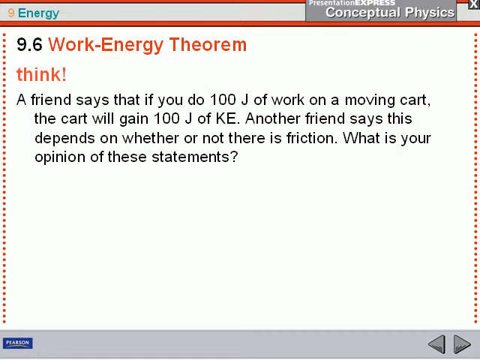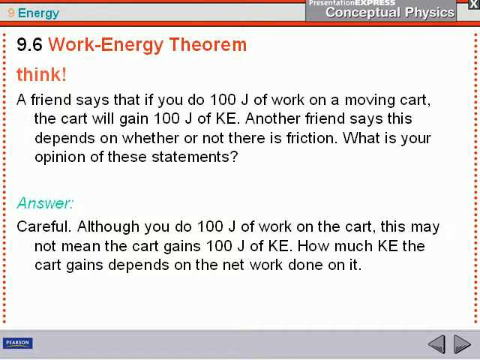A friend says that if you do 100 joules of work on a moving cart, the cart will gain 100 joules of KE. Another friend says this depends on whether or not there's friction. What is your opinion of these statements? Well, I'm going to say they're sort of both right. If you do 100 joules of work on the cart, it might mean one of two things. It might mean that you're putting 100 joules in, and then you have to account for the friction, but it might also be the net work done on the cart, including the friction. So the KE all depends on how much net work you do on the cart.